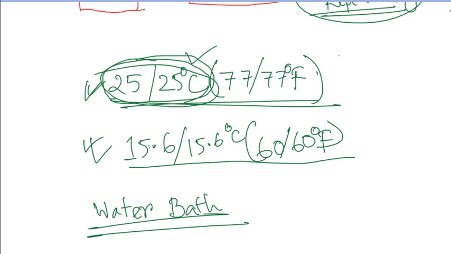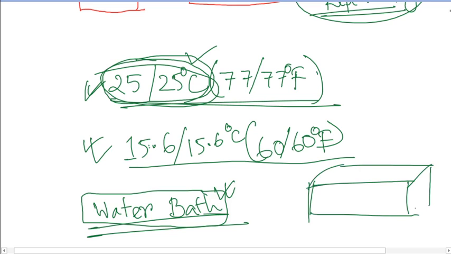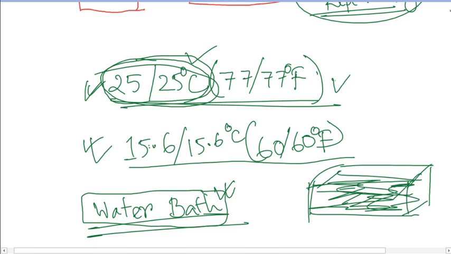We need to maintain this temperature not only for 5 minutes, 10 minutes, or 15 minutes; we must keep this temperature for more than half an hour, more than 1 hour. So that's why the water bath is another important thing to be used here. The water bath is something like this: a box which will always be filled with water, and that water will always maintain the temperature as per our expectation.